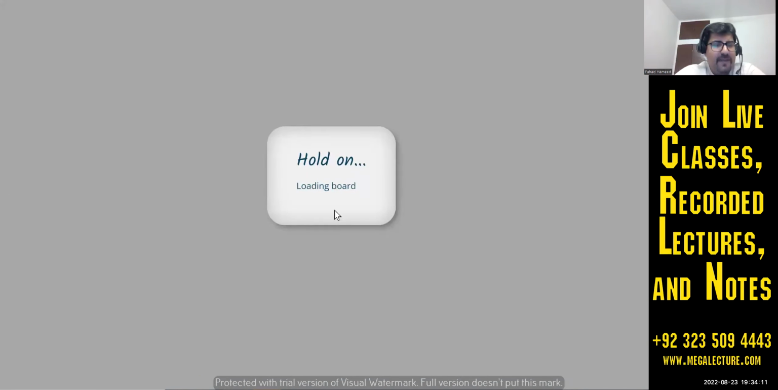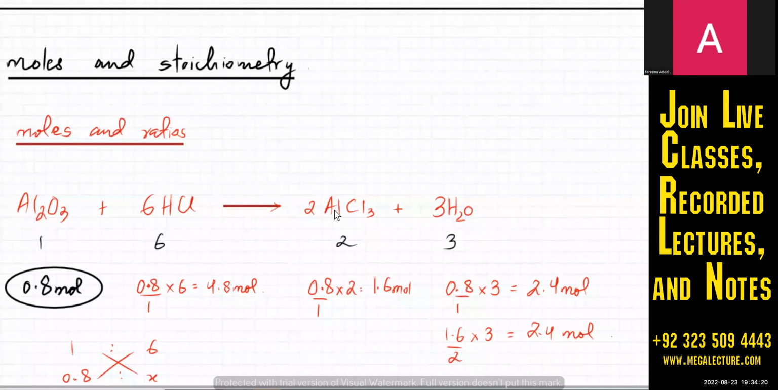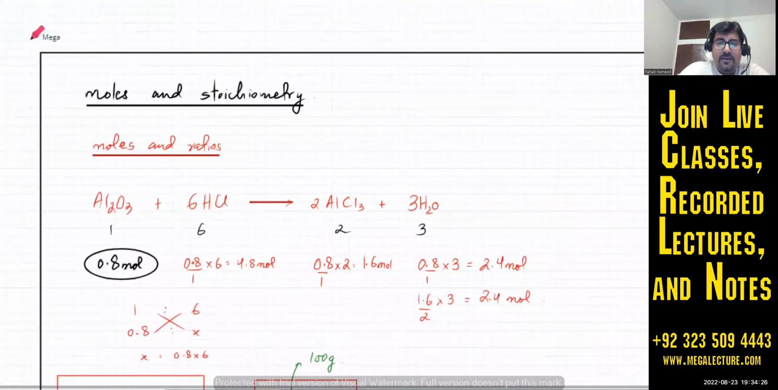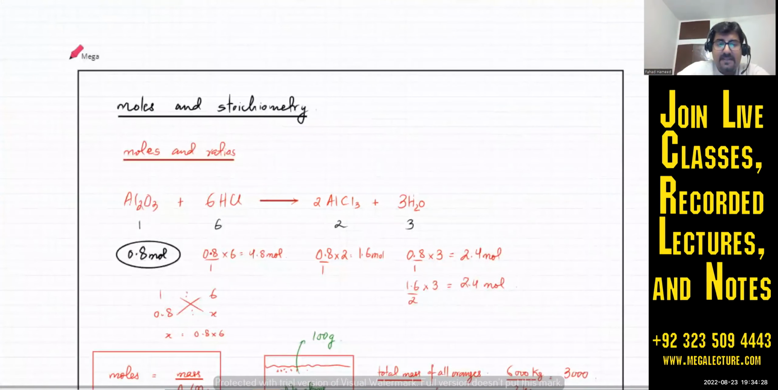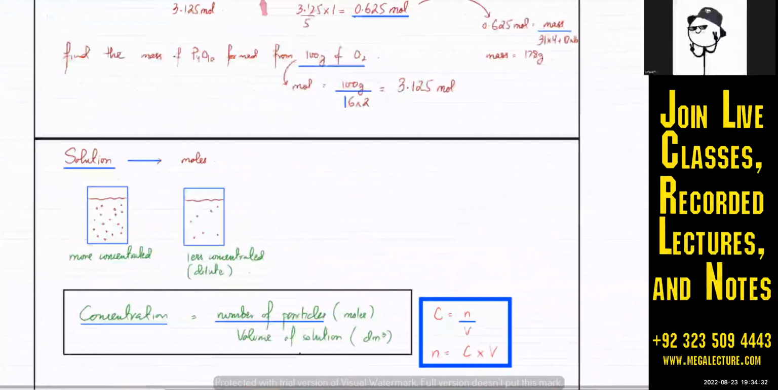So here the volume of gas formula will be used. Which formula was it? Moles divided by concentration? Concentration divided by moles, I think. No, not the concentration one. Concentration was for solutions. You're not talking about a solution. You're talking about a gas. 24 decimeters. Mole into molar gas volume.